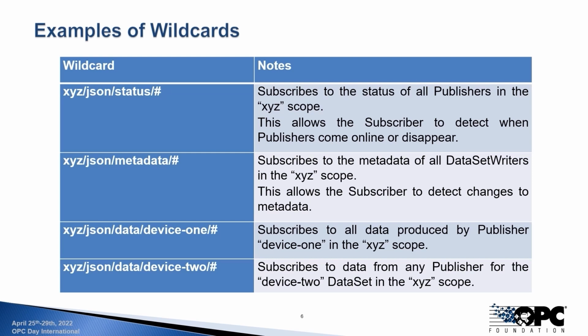If you wanted to then find the exact messages that are being published to the broker, you would subscribe to the metadata. And this would give you a description of basically the schema for every message that's published, and you can then decide which ones you're interested in. If you want to limit your query to a particular publisher, you can include the publisher ID in the topic wildcard. And that would allow you to select all data from device one or all data from device two. And there are many other possibilities, obviously.